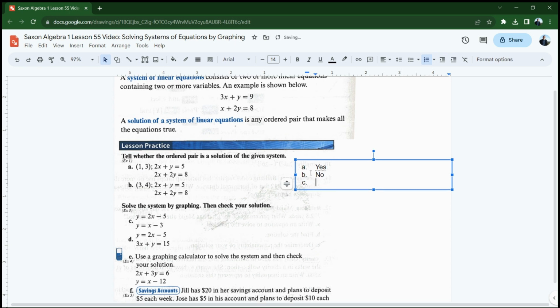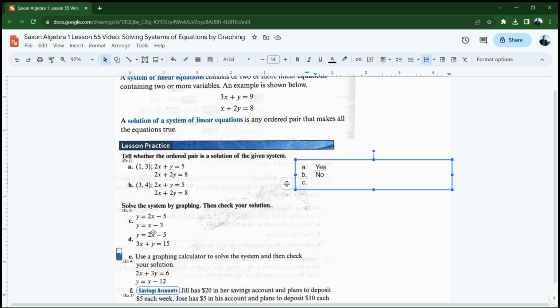All right, letter C. Solve the system by graphing, then check your solution. So here's how we're going to use GeoGebra to graph these, because I'm showing this on a computer and it's hard for me to graph things on the computer without using a program to do it. You would be expected for letters C and D to graph using graph paper, and then you would see if you can find the solution using graph paper.